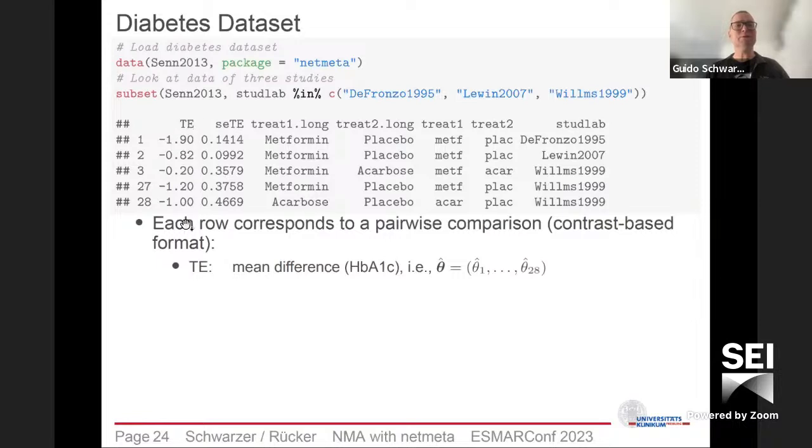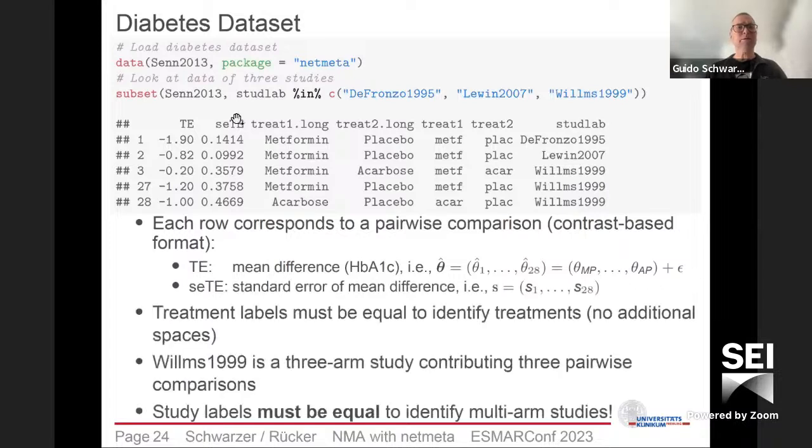So here the TEs, treatment estimates, in our model correspond to these estimated effects, with the underlying assumption that the first one estimates the effect of metformin versus placebo, plus some random error, and so on. And the standard errors are also given here in the second column. And these are the quantities that have been used in the formula before.